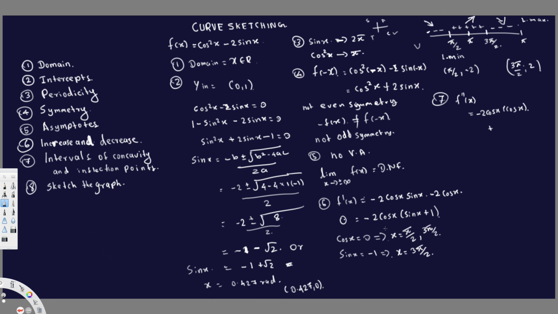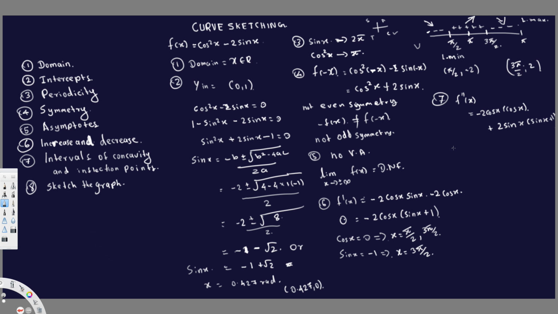plus, now I have to take the derivative of minus 2 cos x. The derivative of cos x is going to be minus sin x, right? So it's going to become plus 2 sin x times (sin x plus 1). So this is the derivative.